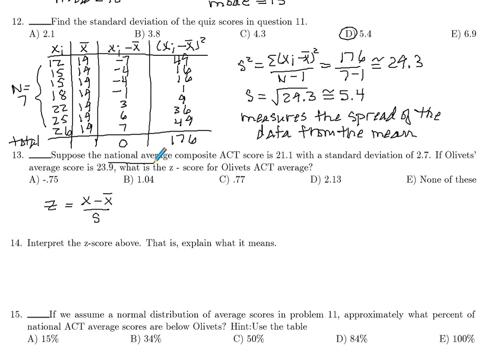Well, the national average, so that's the average of all universities, is 21.1. So that is our x bar. And the standard deviation of 2.7, so that is our s. And then Olivet's average is 23.9. That's an individual college, so that's our individual data value x. So x is 23.9 minus the x bar is the 21.1, and then s is our 2.7.